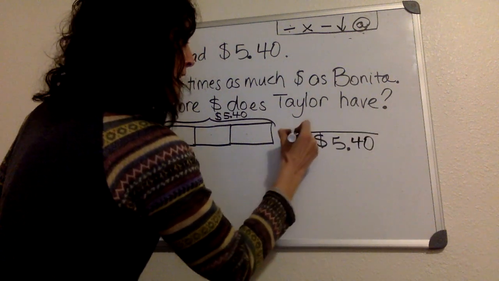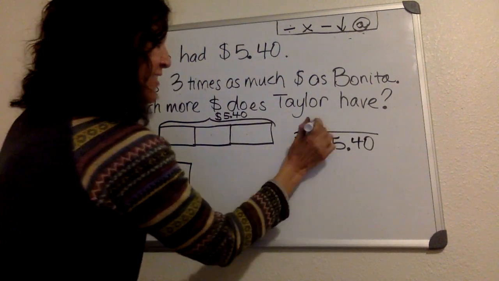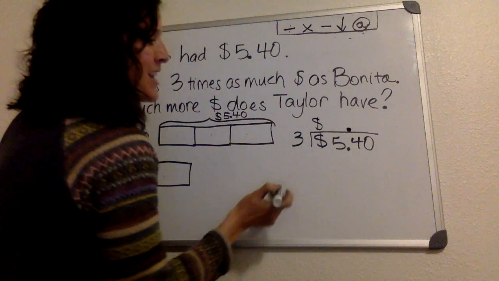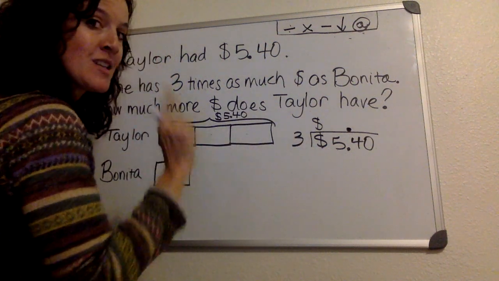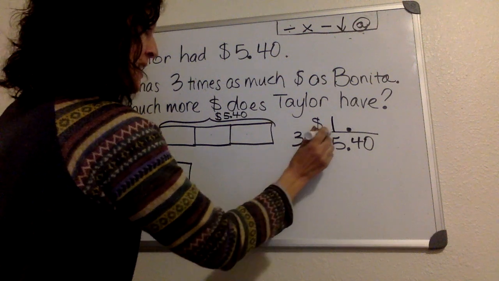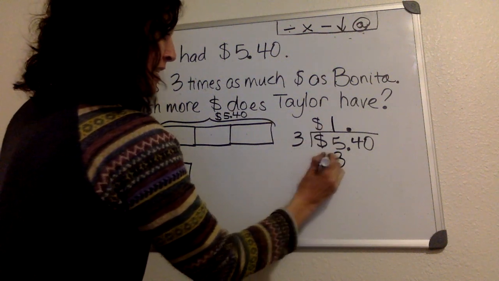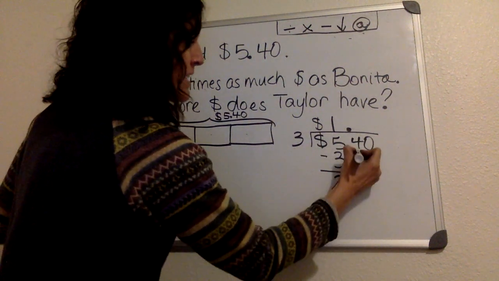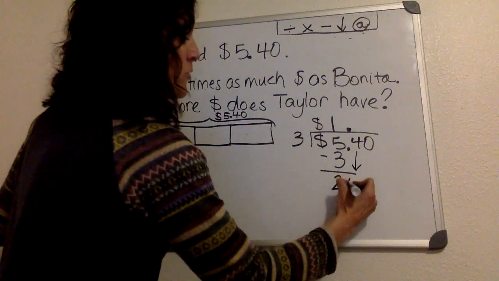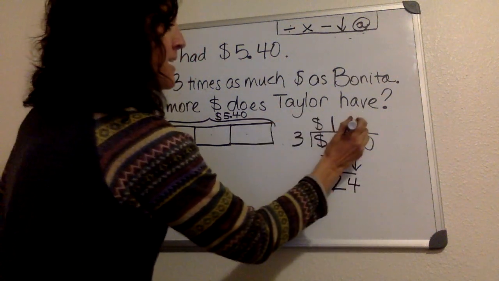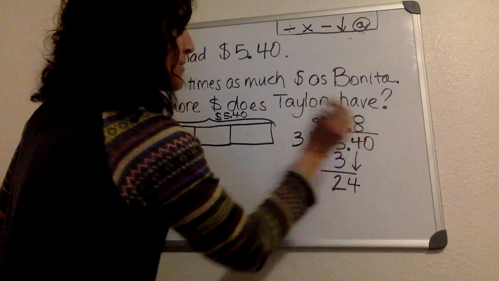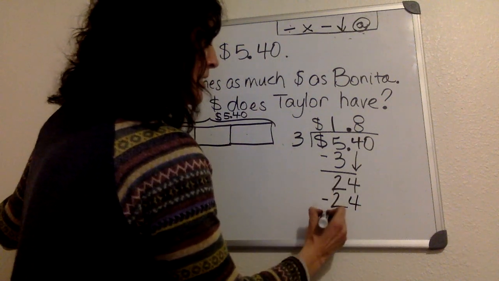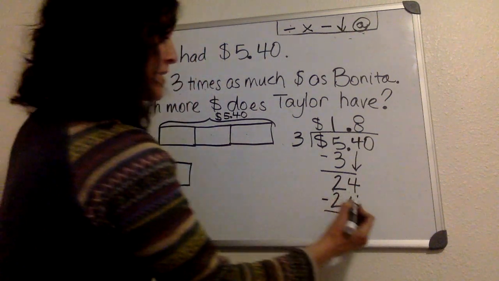I'm probably going to run out of room. Let's see what happens. Okay, so first thing we do, dollar sign. Next thing, decimal point. Now we're ready to begin. 3 goes into 5 how many times? Once. 3 times 1 is 3. Subtract. 5 minus 3 is 2. Bring down the 4. 3 goes into 24 8 times. 3 times 8 is 24. Subtract. 24 minus 24 is 0.